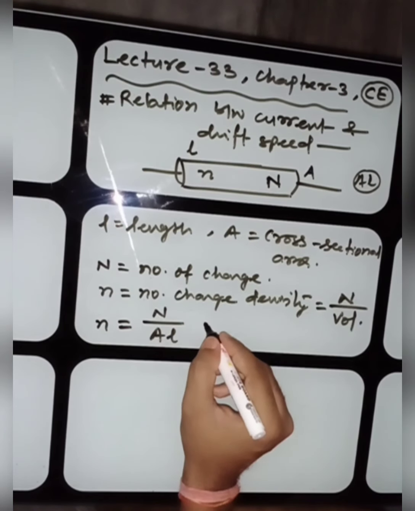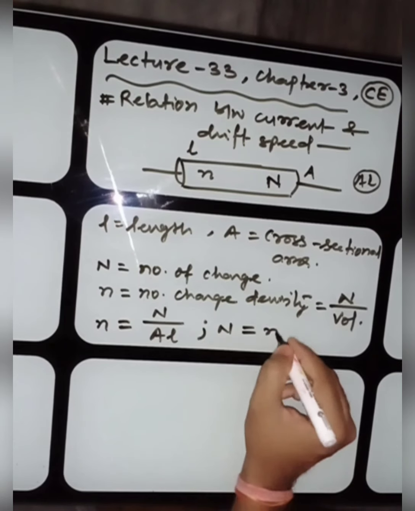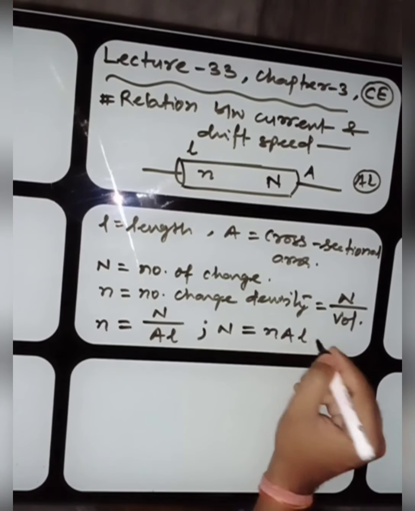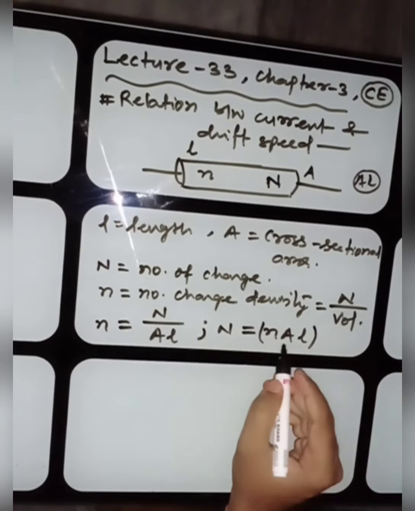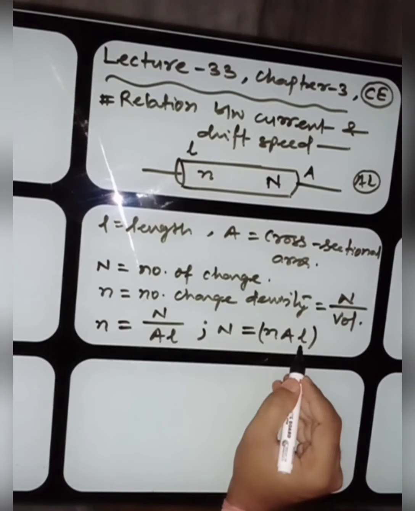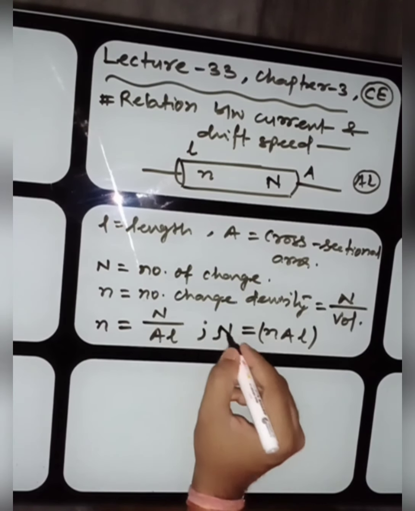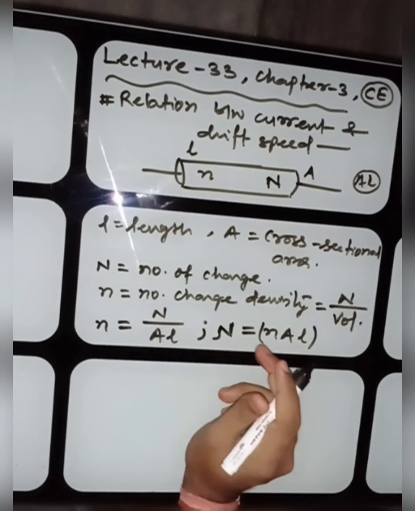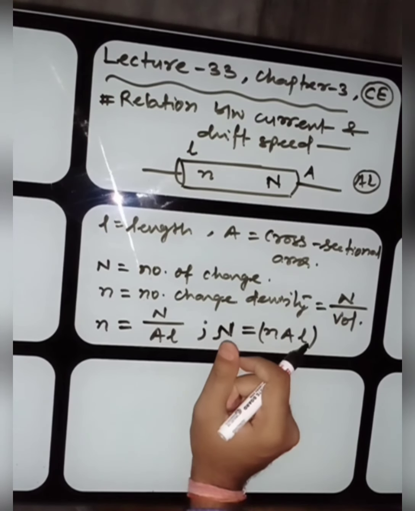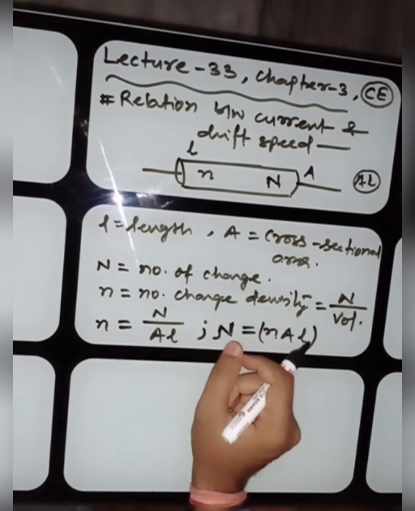If you wish to find the number of charges, then N can be written as small n A into L. Remember, small n is the number charge density, A is the cross-sectional area, L is the length, and N is the total number of charges in the conductor sample. Now we are moving towards the relation.